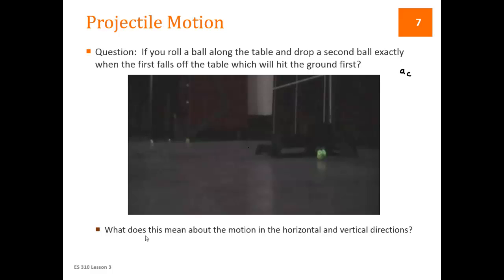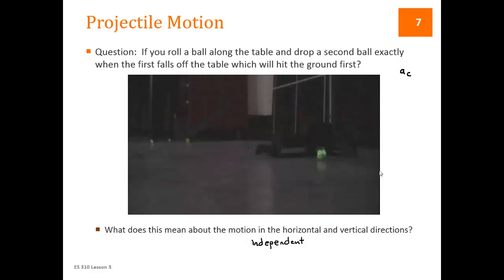So the question here is, what does this mean about the motion in the horizontal and the vertical directions? What it means is, since the vertical motion is the same in both cases, and the horizontal motion is different in both cases, what we can say for sure is that those 2 things are independent. And what that means is that we'll separate our equations for those 2 directions. So we can look at x equations, we can look at y equations.